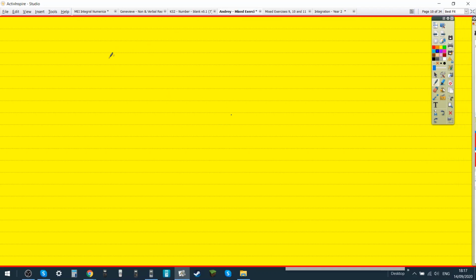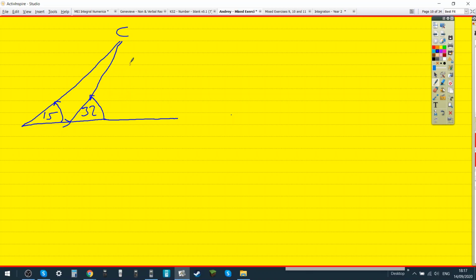Okay, so angle of elevation. So if that's 15 and that's to the church, then this one is 32. So angle of elevation seems to be it starts from the right and then opens up this way. Okay. I didn't know that.